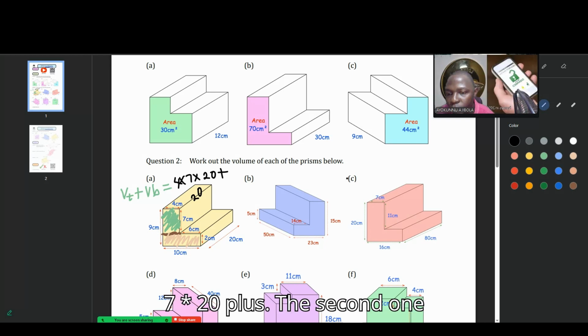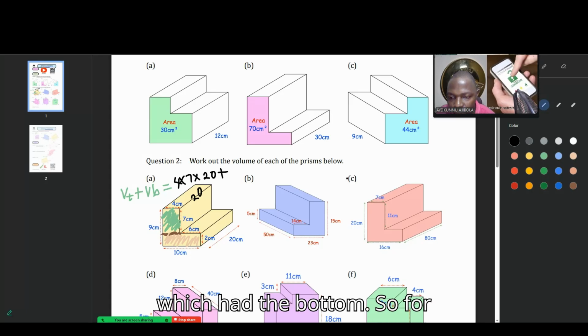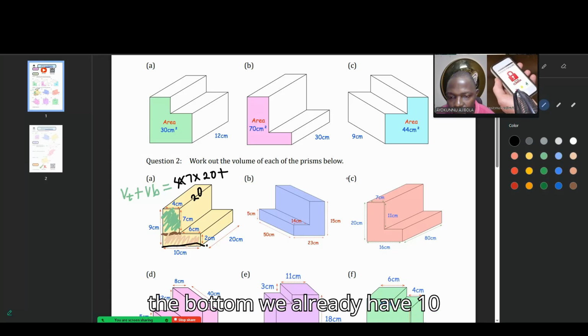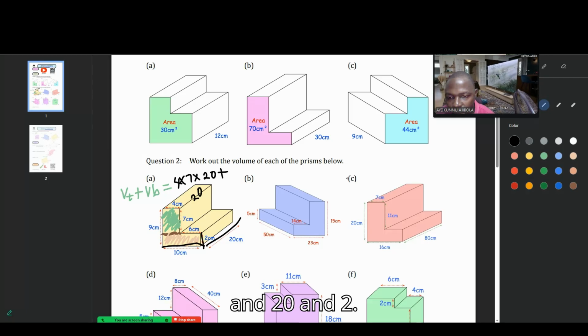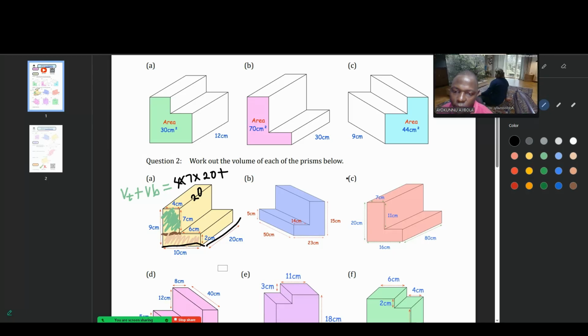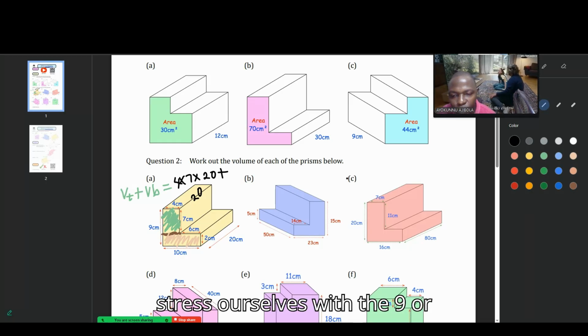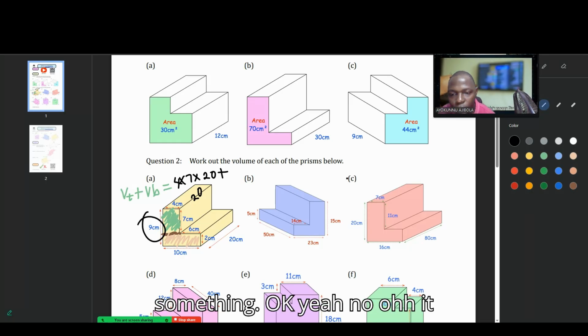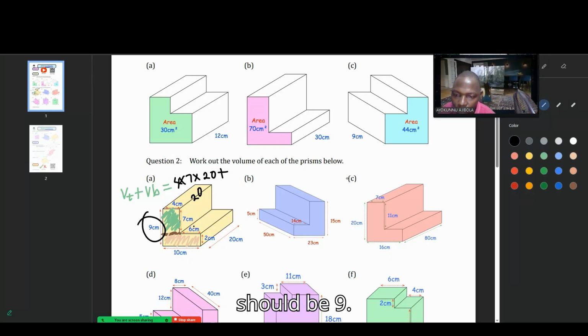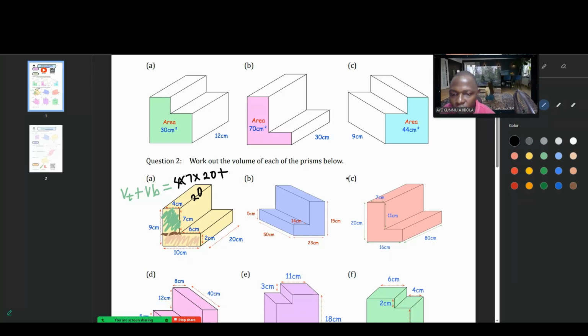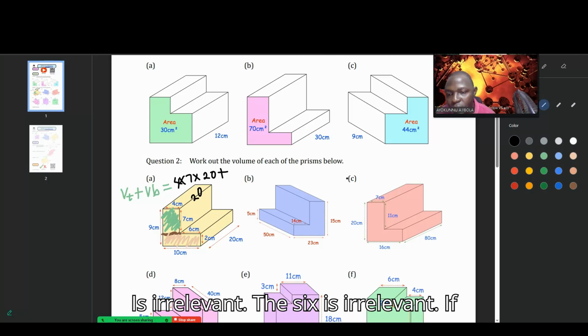Plus the second one, which is at the bottom. For the bottom, we already have 10 and 20 and 2. So we don't even need to stress ourselves with the 9. The 9 is irrelevant, the 6 is irrelevant.